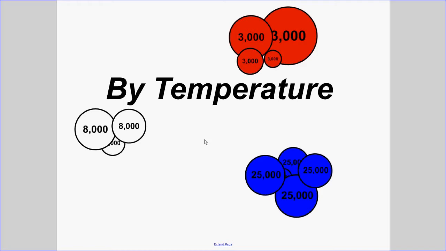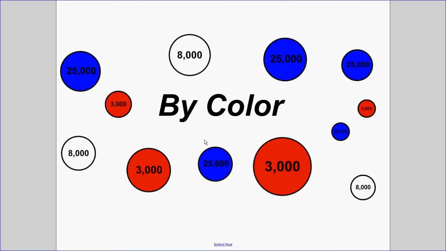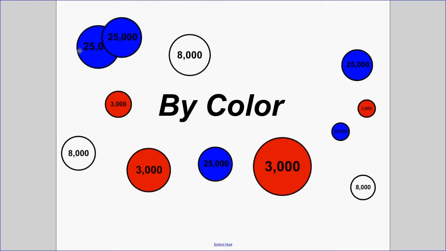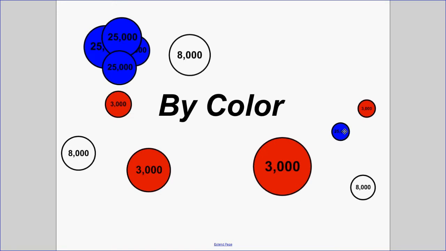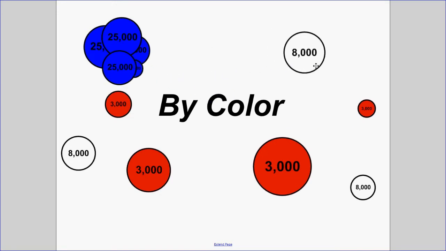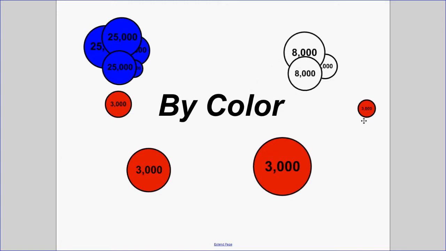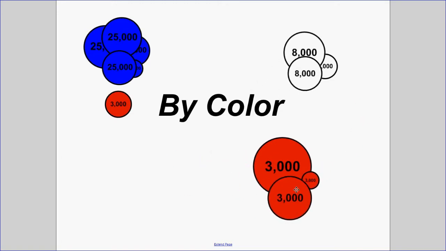Now, when we classified these by temperature, you may have noticed that stars of the same temperature tend to be the same color, and that is a fact. They are. So another way that scientists classify stars is by color. Again, we'll put the blue ones over here in one group. We'll put the white stars into another group. And we'll put the red stars into a third group.